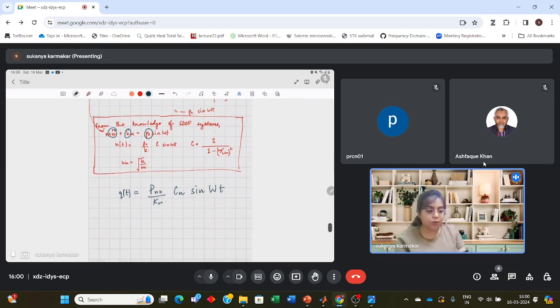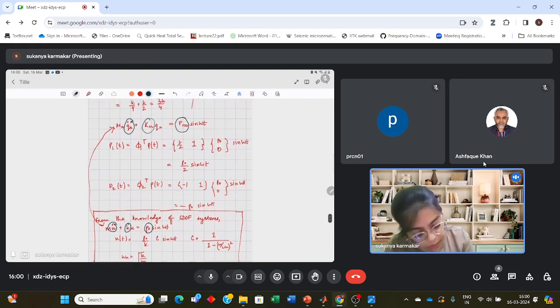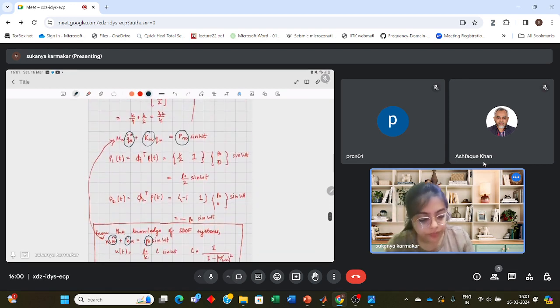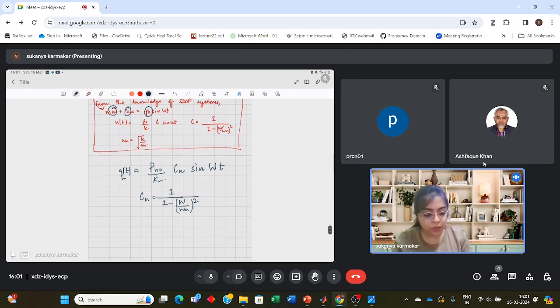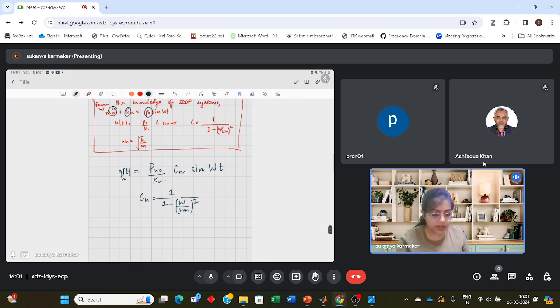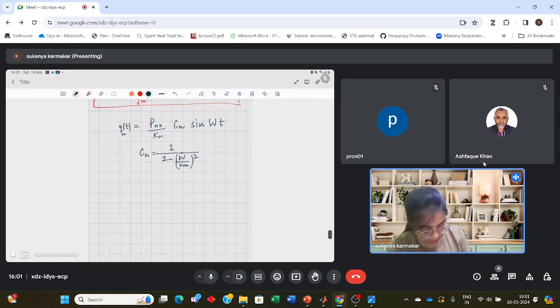So q of t will be of this format, or let's say this is not q of t, this is qn for the nth mode. For the nth mode, the equation will be something like this, where Cn will be 1 by 1 minus omega by omega n whole square, where omega n is the natural frequency of the nth mode. Now we know Pn naught and Kn for n is equal to 1 and 2. So let's take n is equal to 1.